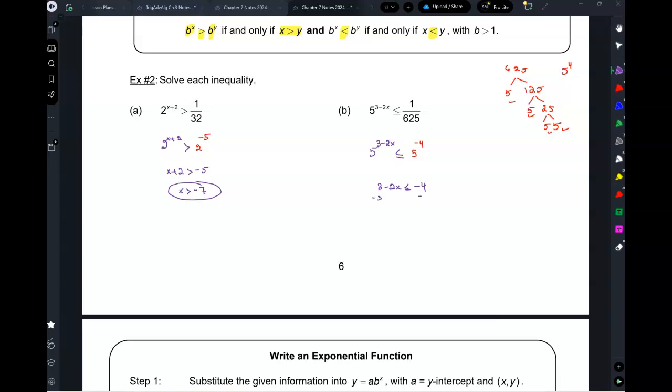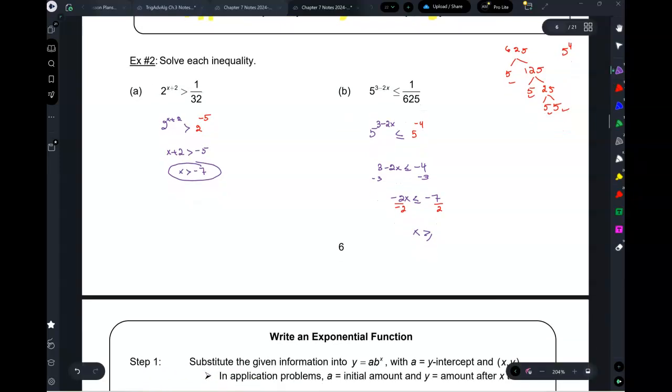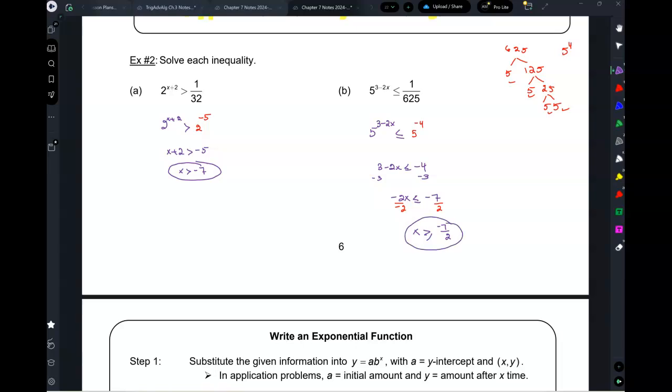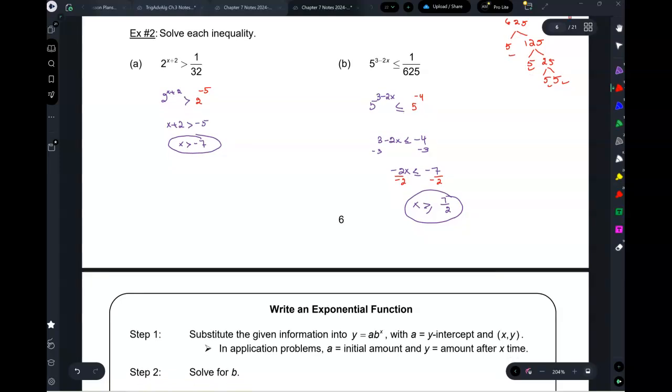Subtract 3 from both sides. Negative 2x less than or equal to negative 7. Now, when I divide by negative 2, remember, I have to switch the inequality. Sorry, I divide by negative, so this is greater than or equal to positive 7 over 2. Okay?